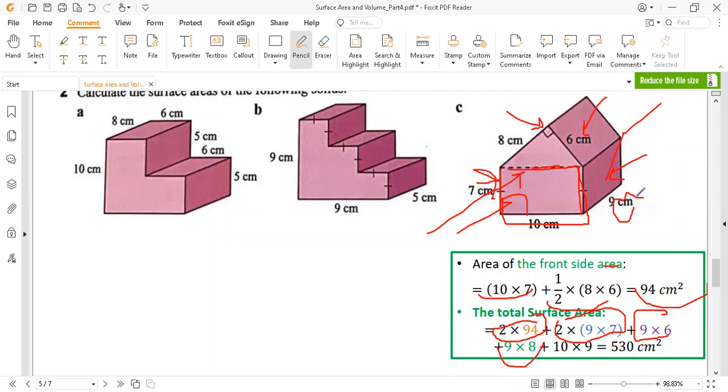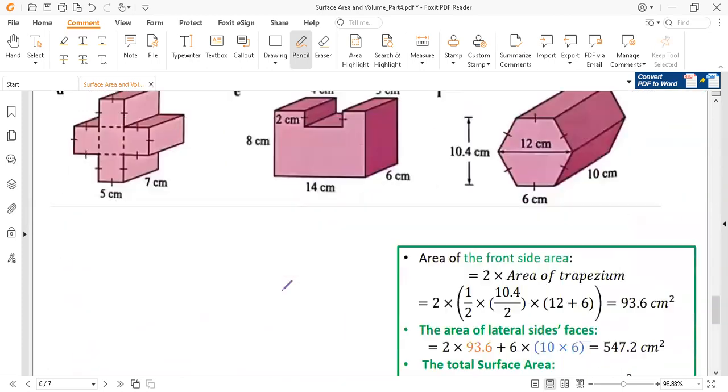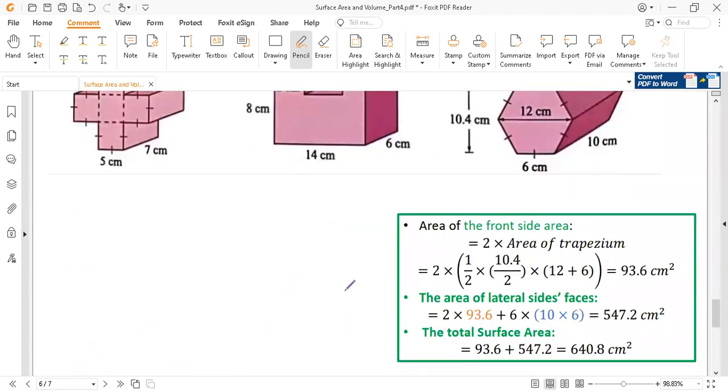And finally, we have the bottom. It is a rectangular shape with an area equal to 10 by 9, to obtain finally 530 centimeters squared.